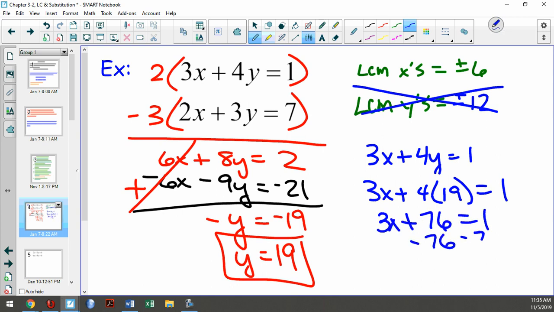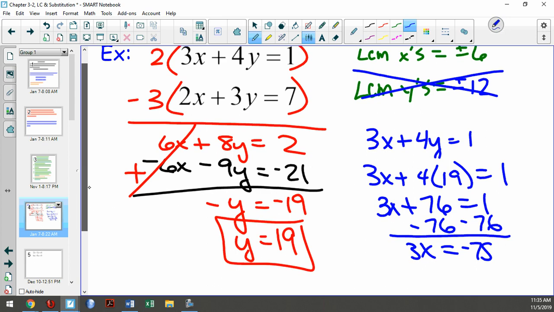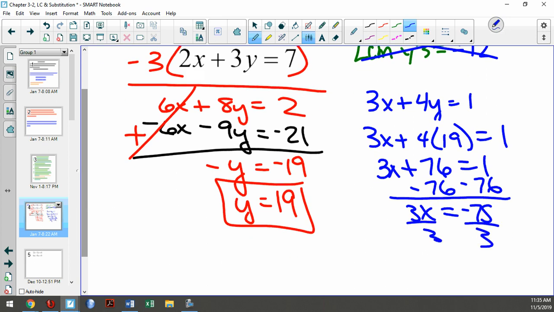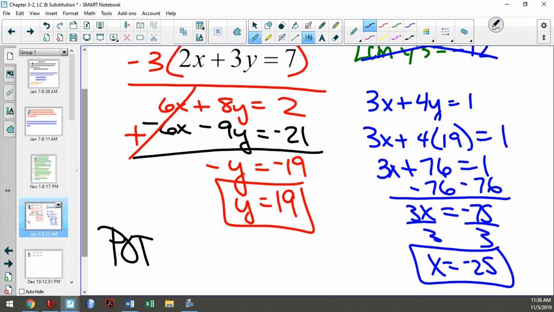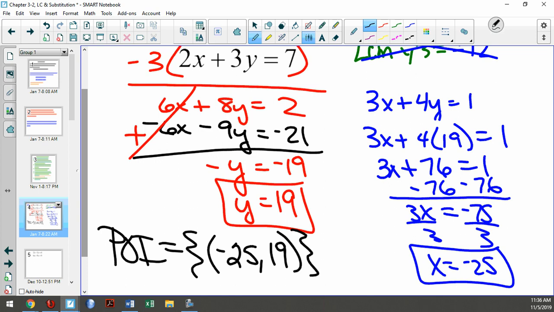Subtract the 76. 3x is equal to negative 75. So what does x equal? X equals negative 25. So my POI is the ordered pair negative 25, positive 19. Do we understand that? I feel like it's faster to do this than what it is to solve each equation for y and graph it. Make sense?